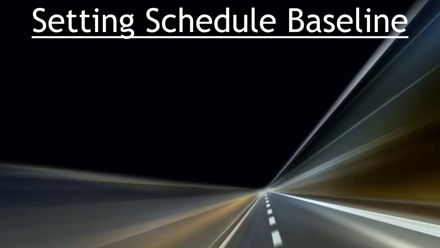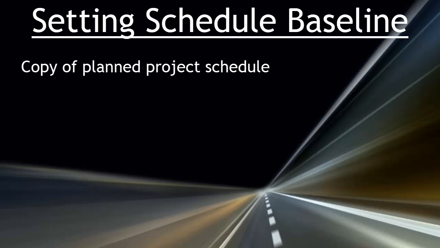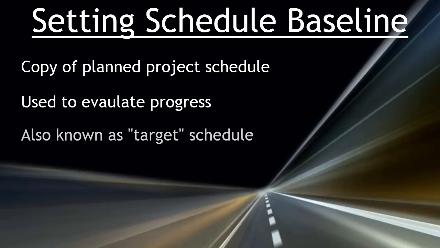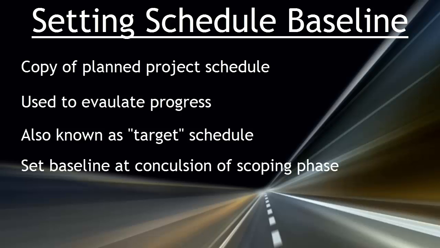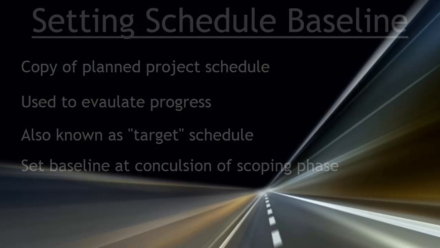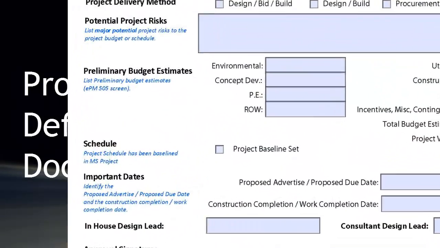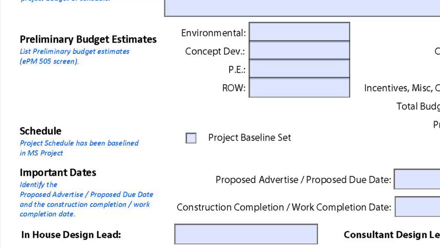Setting Schedule Baseline. A baseline is a copy of the planned project schedule that you can compare to the actual project schedule to evaluate progress. A project baseline could be called the target schedule. All project managers should set the baseline at the conclusion of the scoping phase. The project definition document now includes a section for Schedule Baseline. Once the PDD has been completed, the schedule baseline is the approved version of the project schedule.